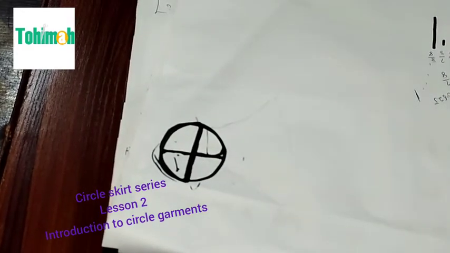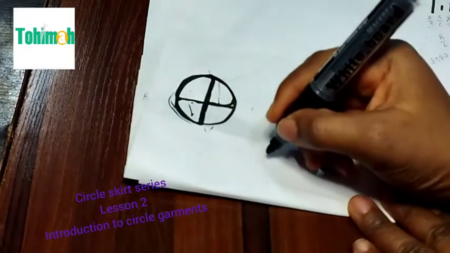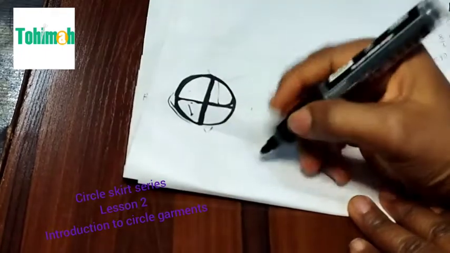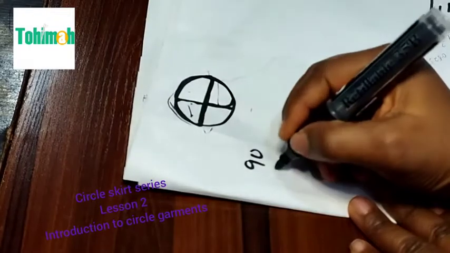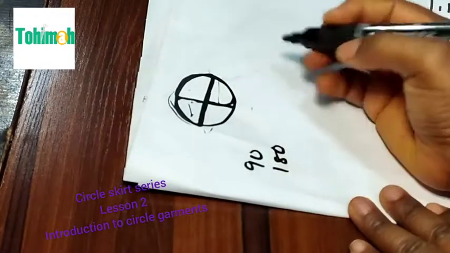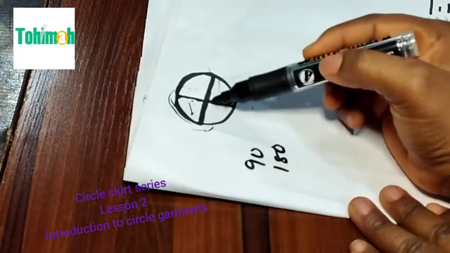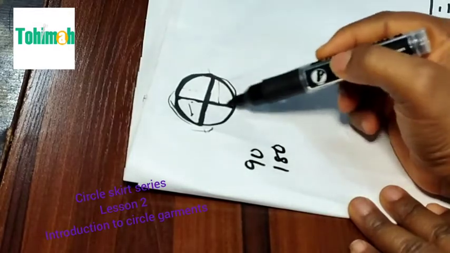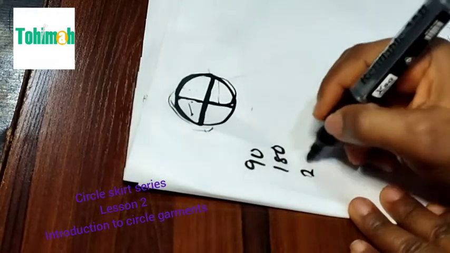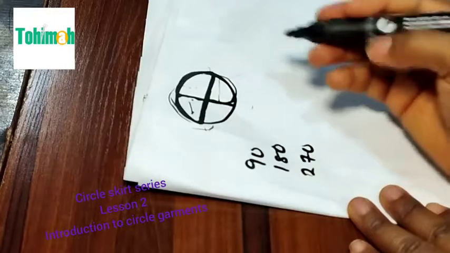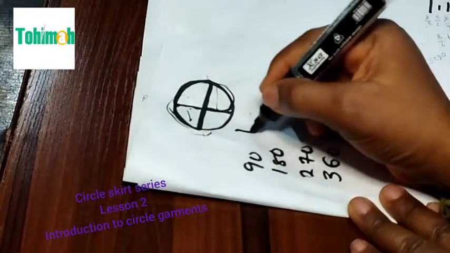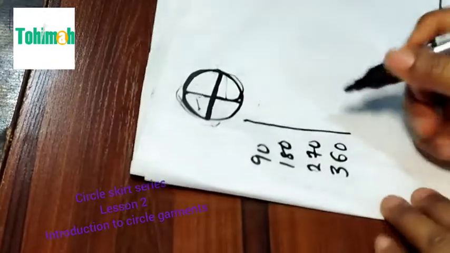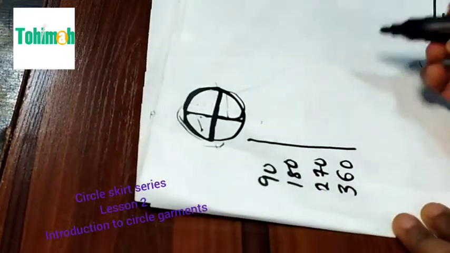Okay, so I'm going to write our quarter of a circle is 90, half of a circle is 180, then 3/4 of a circle, that is here, is 270. Then the full circle is 360. These are the most important ones, and these are the ones that have constant. The other ones can be derived from this 4 circle.